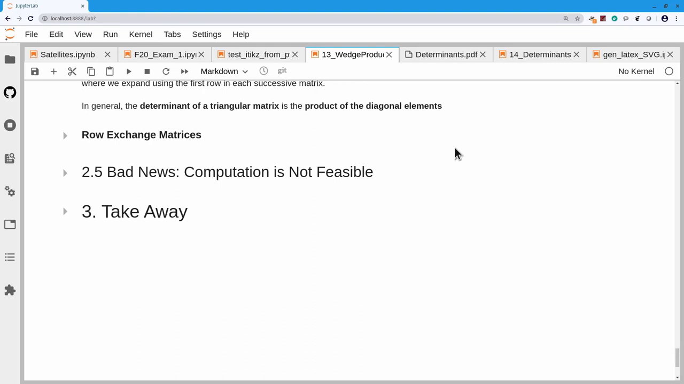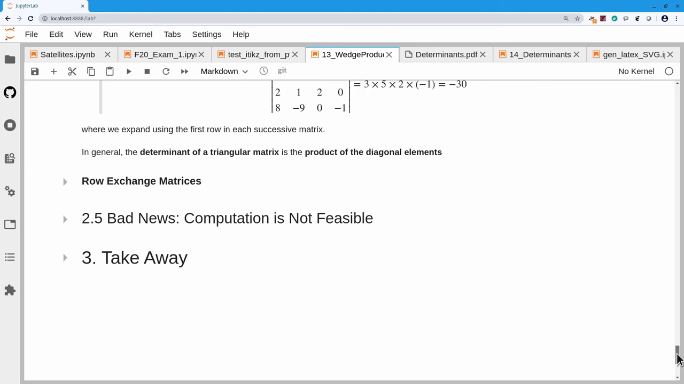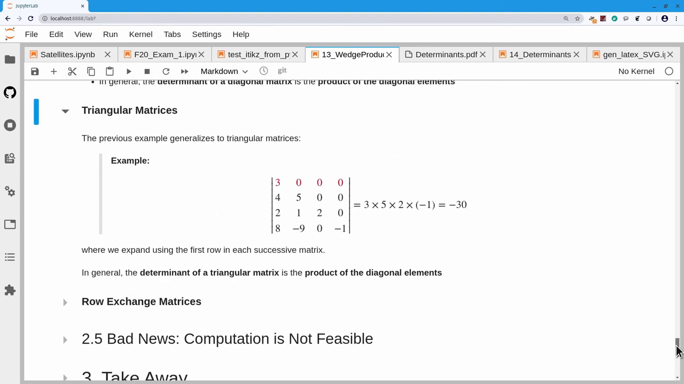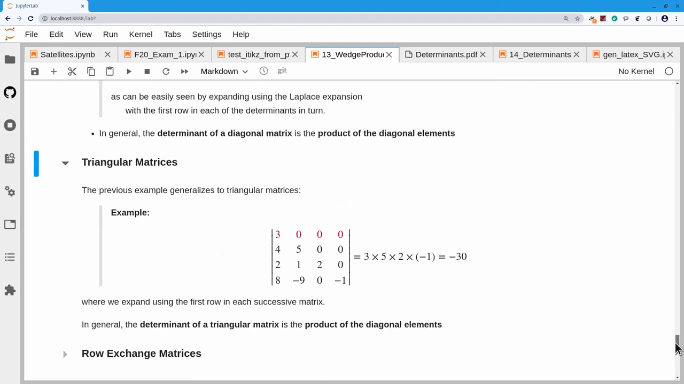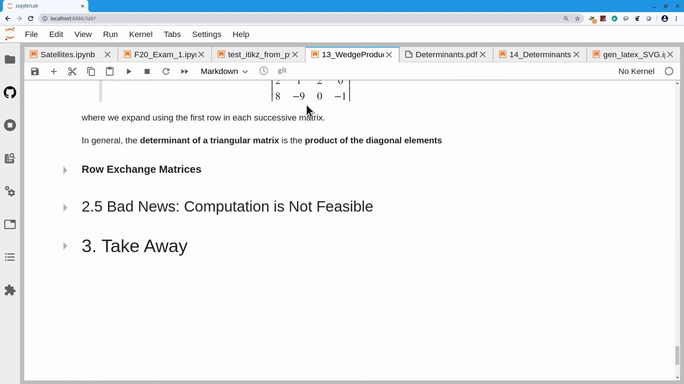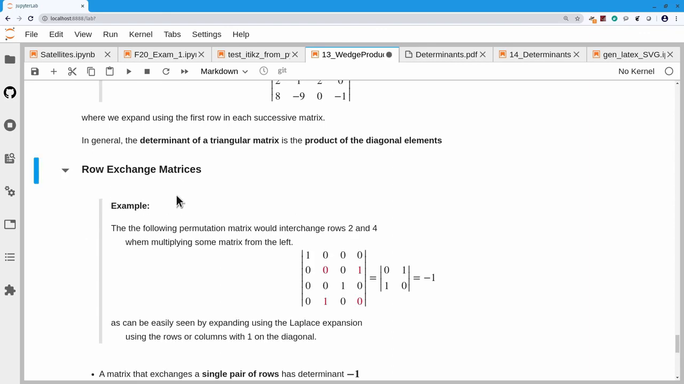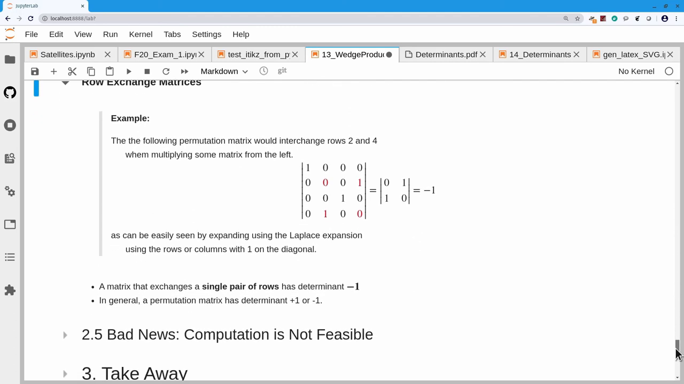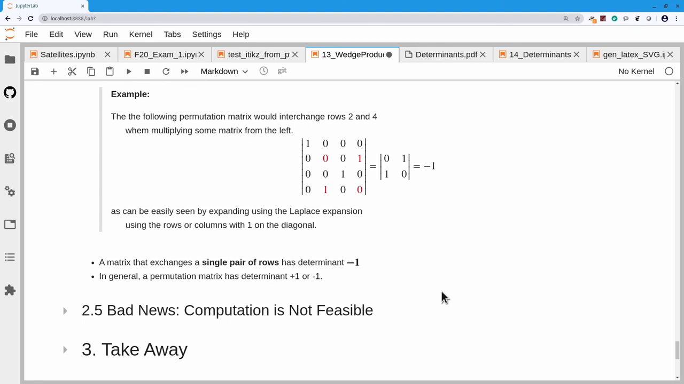You may have noticed that in these last two examples, the diagonal matrix is a scaling matrix in our Gaussian elimination. A triangular matrix is one of those matrices that we use to put zeros in appropriate places. Those matrices are triangular if you look at them. The row exchange matrix also occurs in Gaussian elimination.